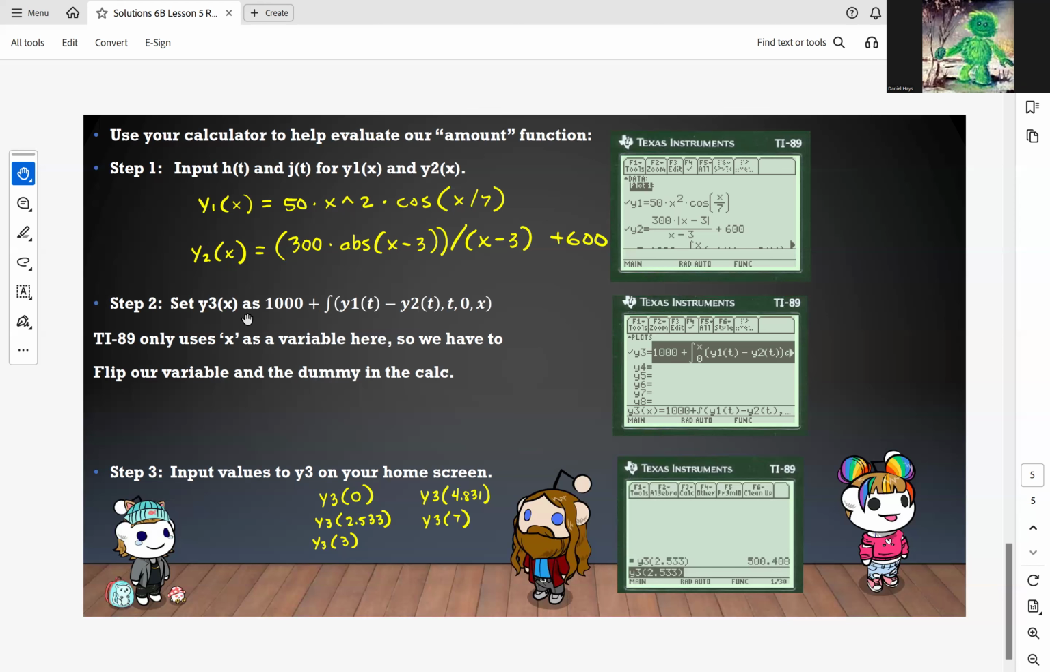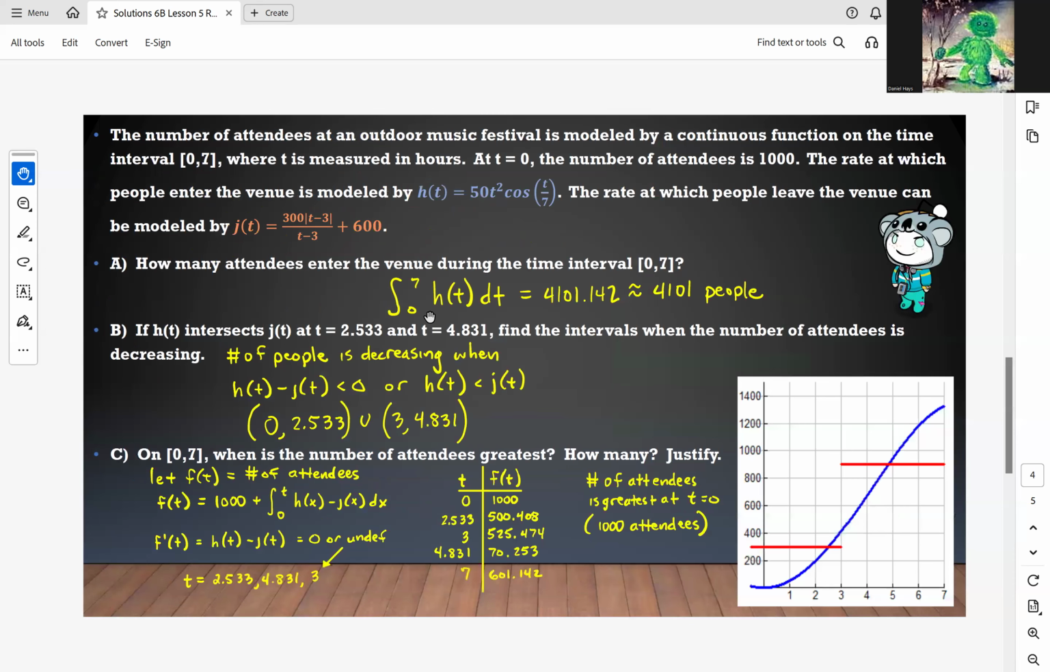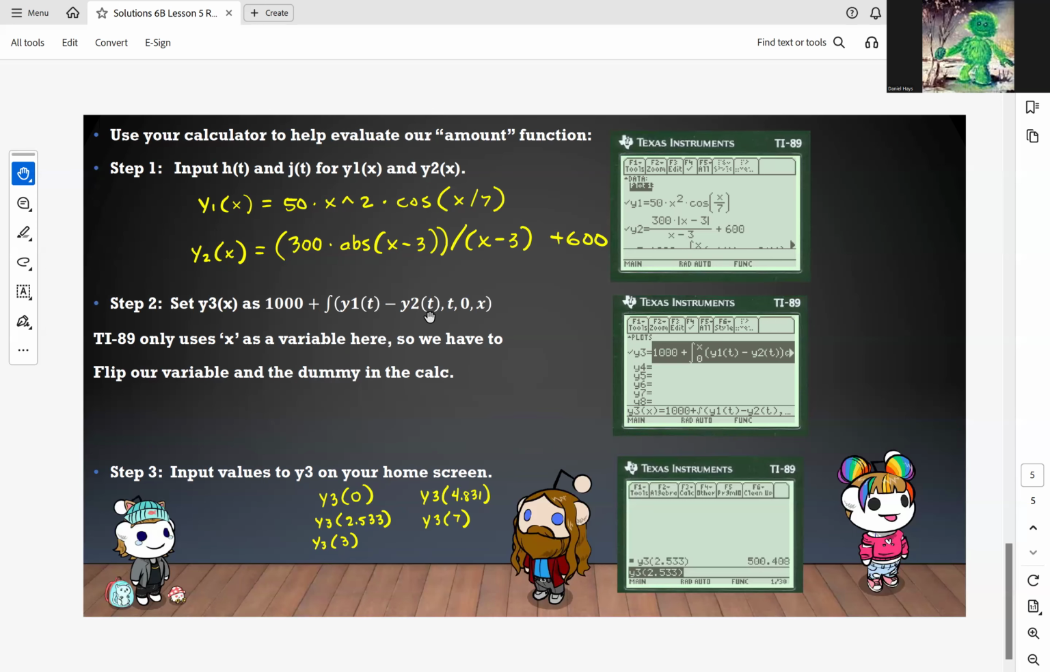So I'm typing in 1000 plus integral symbol in parentheses. You can literally type out y1 parentheses t minus y2 parentheses t. And I am using a t as the dummy variable here, which is a little annoying because if you go back to the previous page, t is our primary variable and x was the dummy. But unfortunately, your calculator is designed where you have to use x as the main variable.